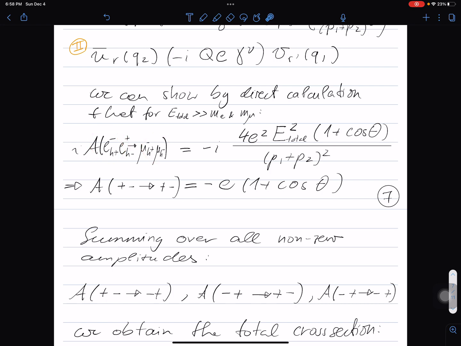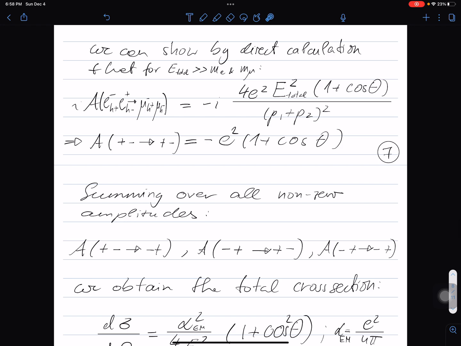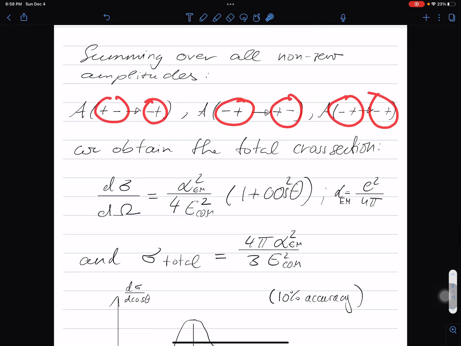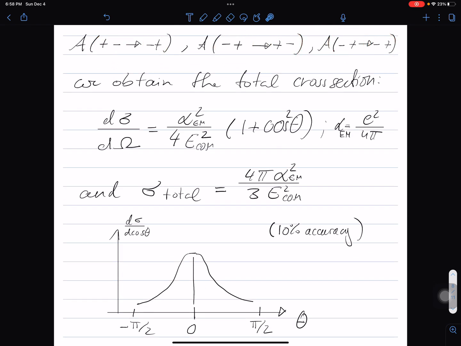And the amplitude in this case is proportional to e squared divided by the momentum sum squared, and that cancels this 4E squared actually. So we get nothing else but e squared times 1 plus cos theta from this amplitude. And at the end of the day, summing over all non-vanishing amplitudes, which are the plus minus minus plus helicity, minus plus plus minus, and minus plus minus plus combinations, we obtain the total cross-section. Adding them and squaring those amplitudes gives us the total cross-section.